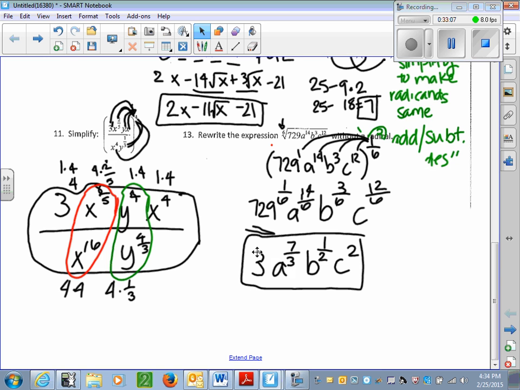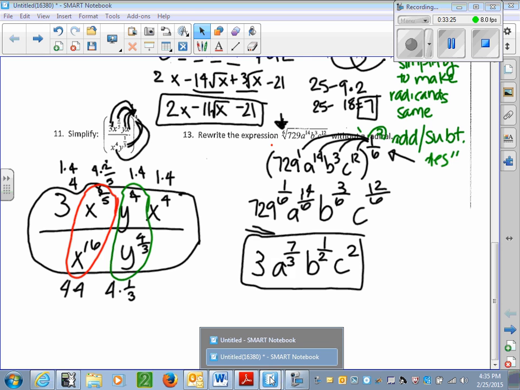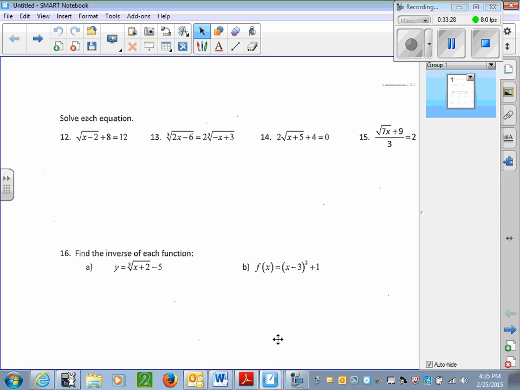Alright, and remember, if this 6 of 13 up here, if my index was like a 3, I would have raised this to a different power. It would have been to the 1/3 power. Okay, and then I would distribute a 1/3 to all the exponents inside the parentheses. Okay, so let's go on to the other page.